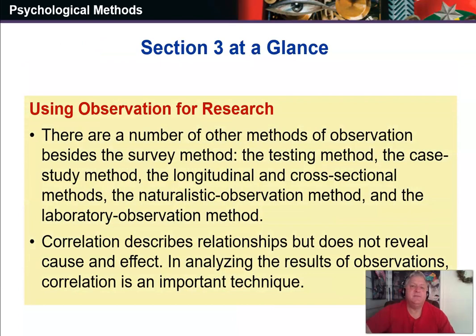Section 3. Using observation for research. There are a number of other methods of observation besides the survey method: the testing method, the case study method, the longitudinal method, the cross-sectional method, the naturalistic observation method, and the laboratory observation method. Correlation describes but does not reveal cause and effect. In analyzing the results of observations, correlation is an important technique.